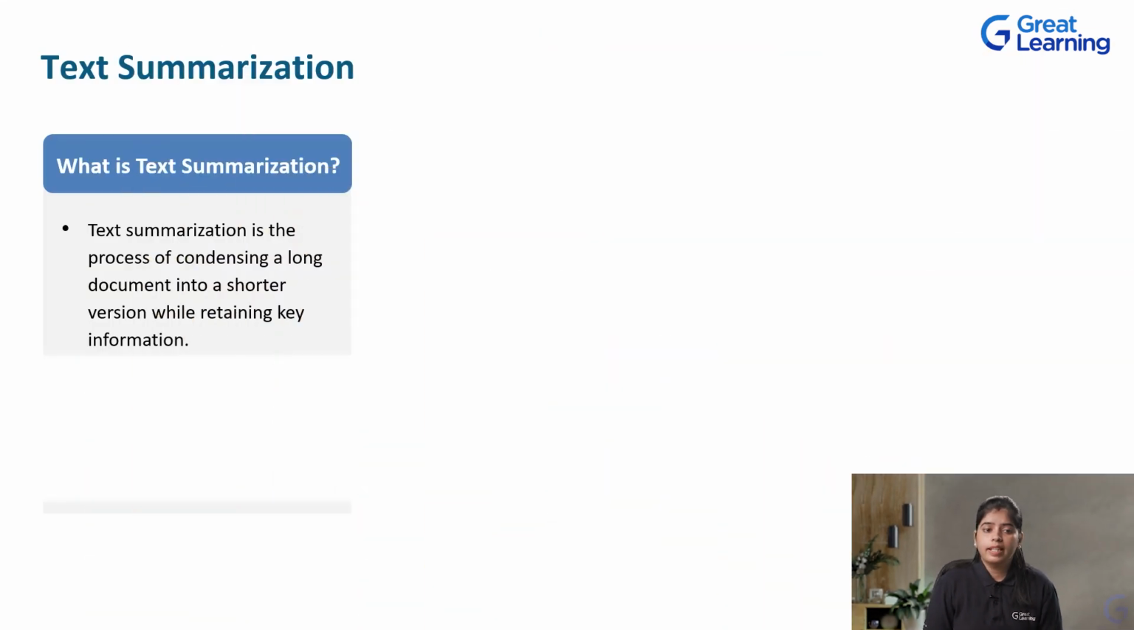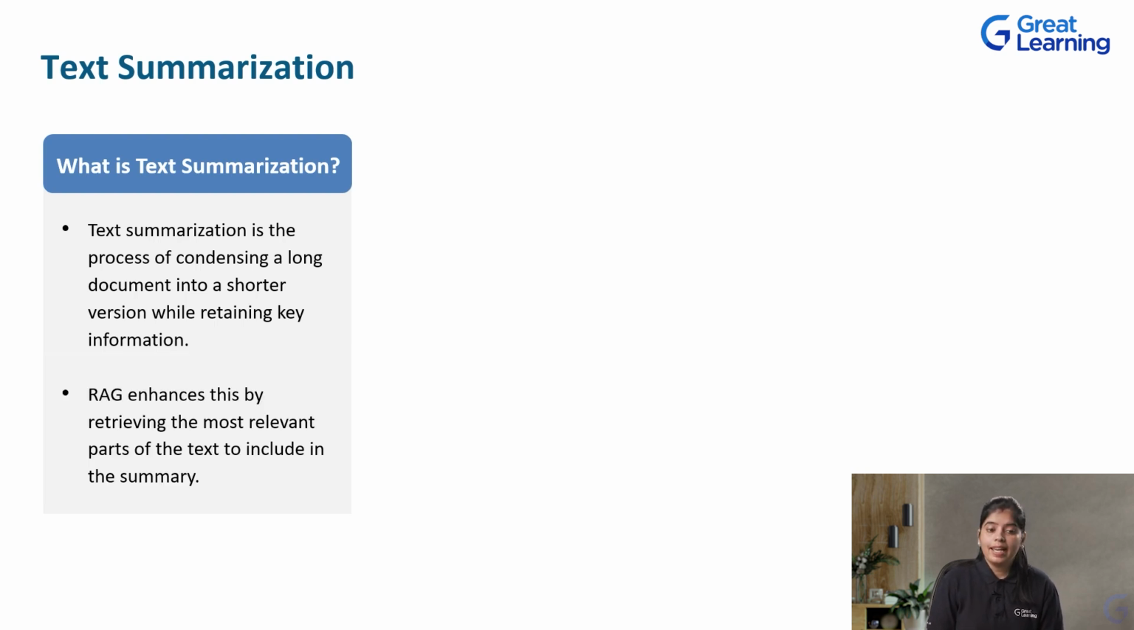So what is text summarization? It is the process of condensing a long document into a shorter version while retaining the key information. RAG enhances this by retrieving the most relevant parts of the text to include in the summary. So what basically does RAG do? It reads the complete large document, and out of that, it tries to pick the important keywords. Based on those important keywords, it tries to summarize in a much shorter version. That will help reduce the time of reading the whole large document, and it saves your time. So this is called text summarization.